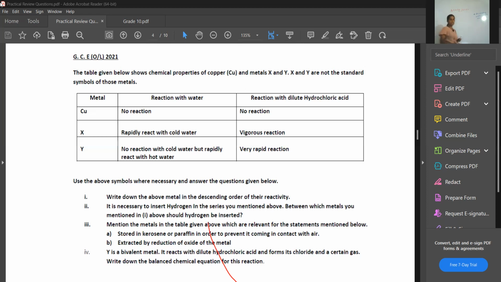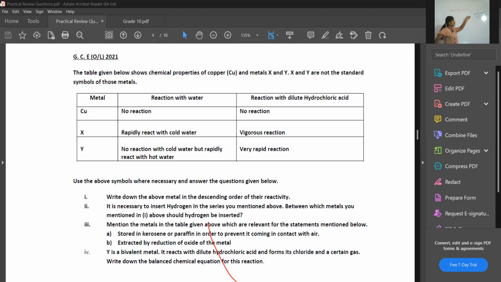Descending order of the reactivity, right? We arrange the metals in the activity series. Here the reactivity means how they react with water, how they react with acids, how they react with oxygen gas. All the reactions are given in the textbook. We will do some questions regarding those parts.